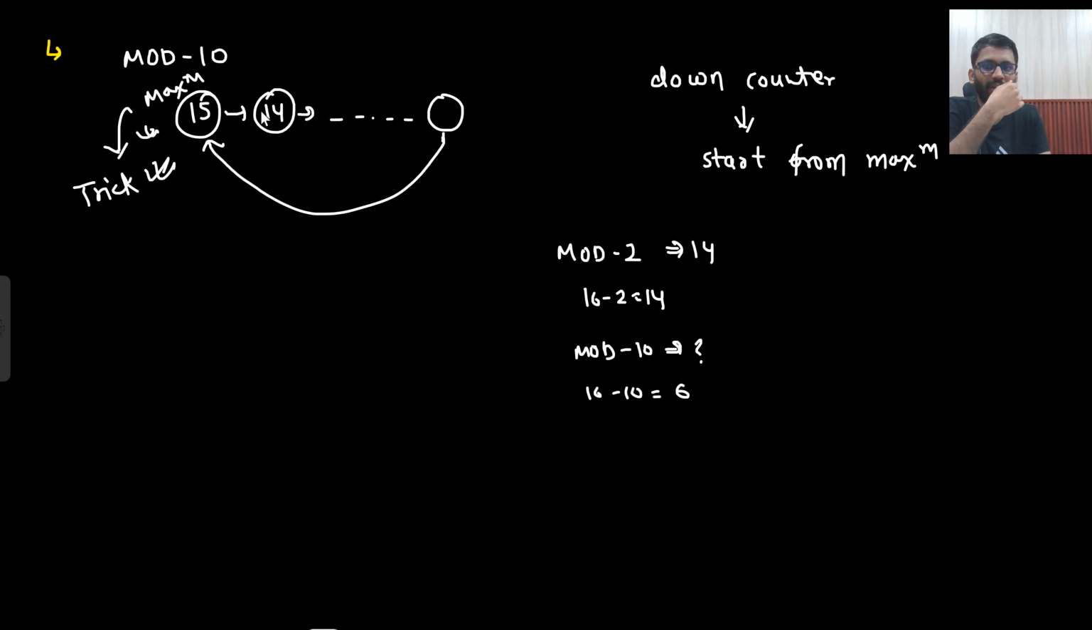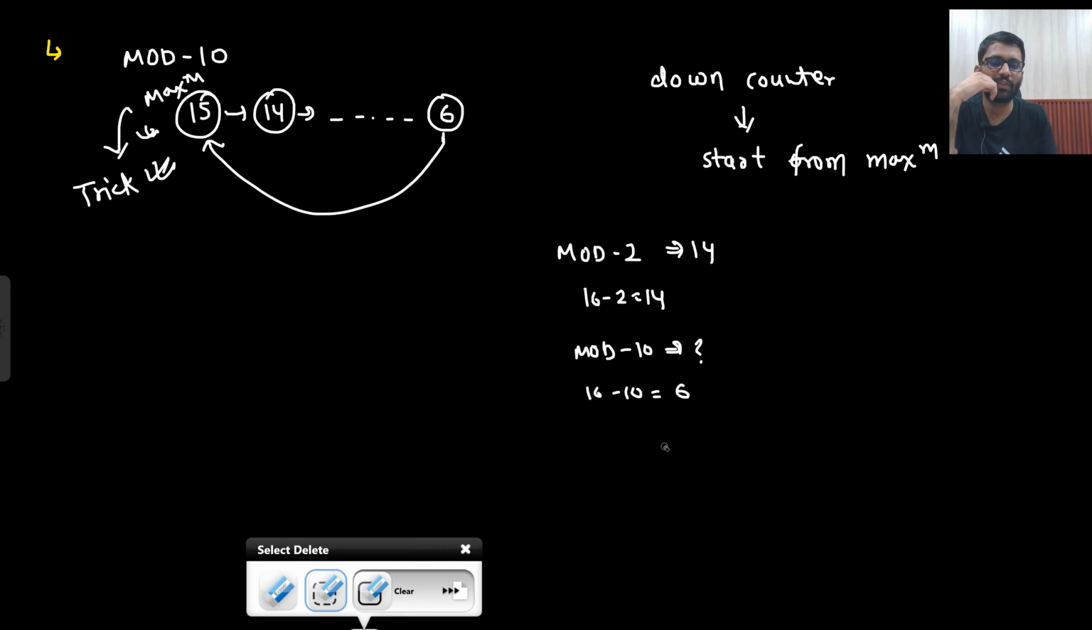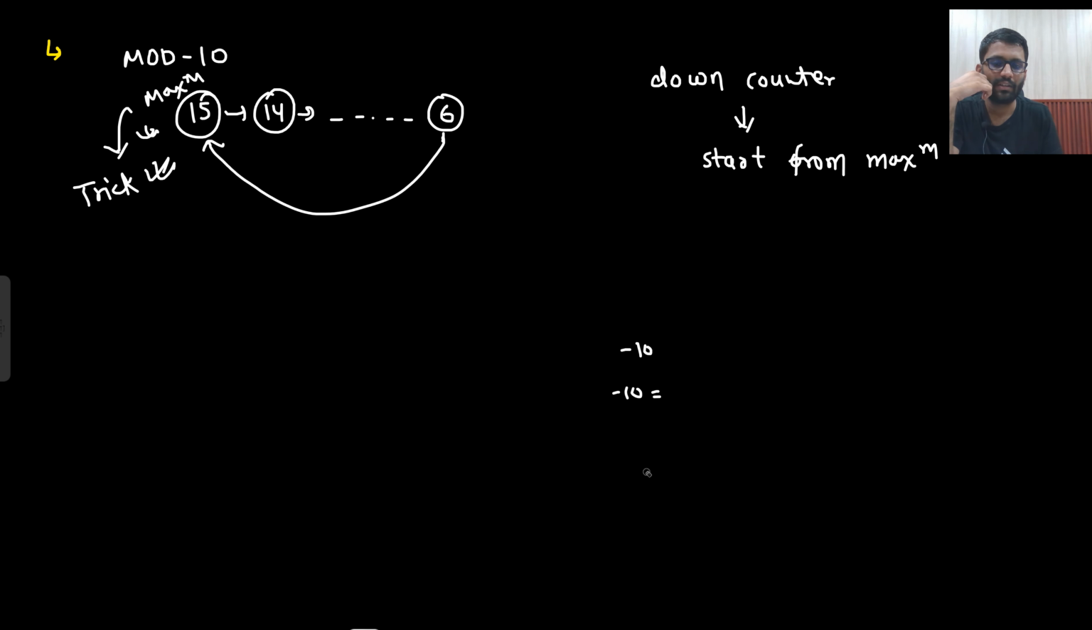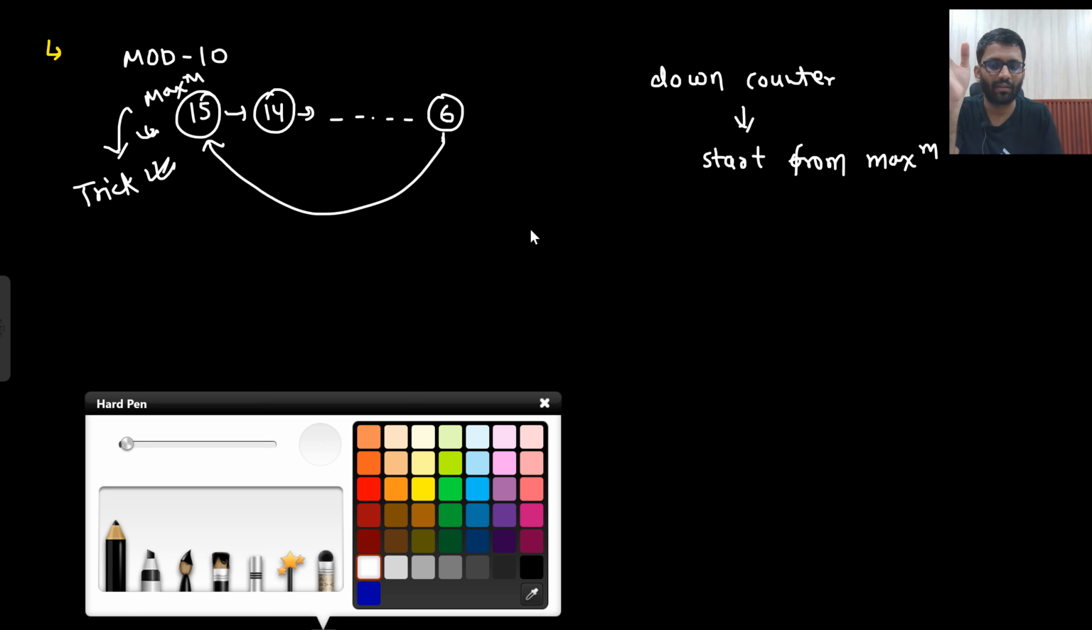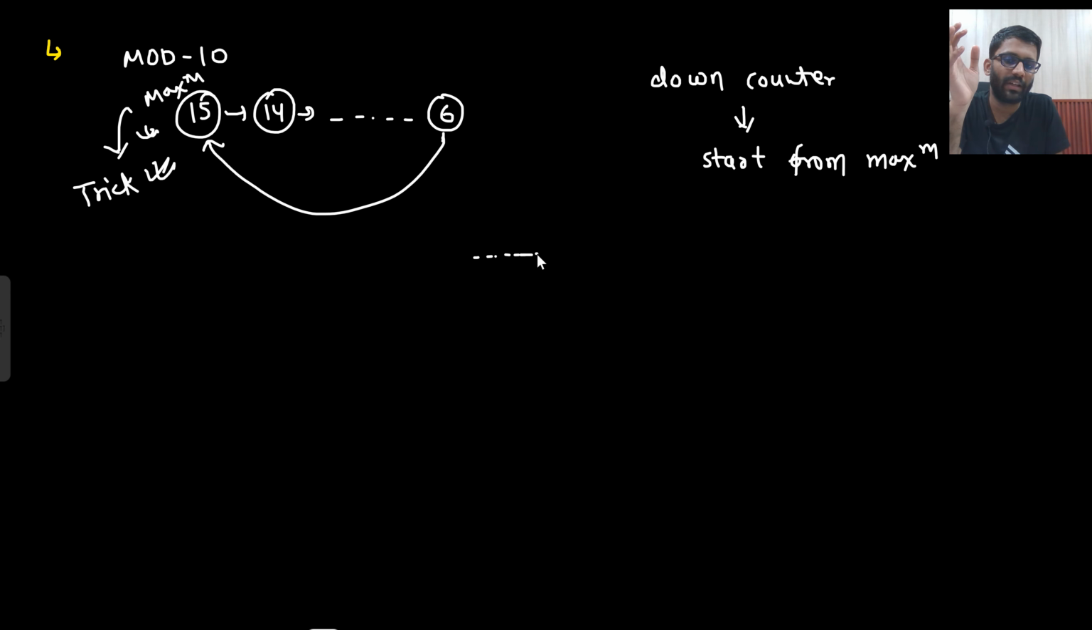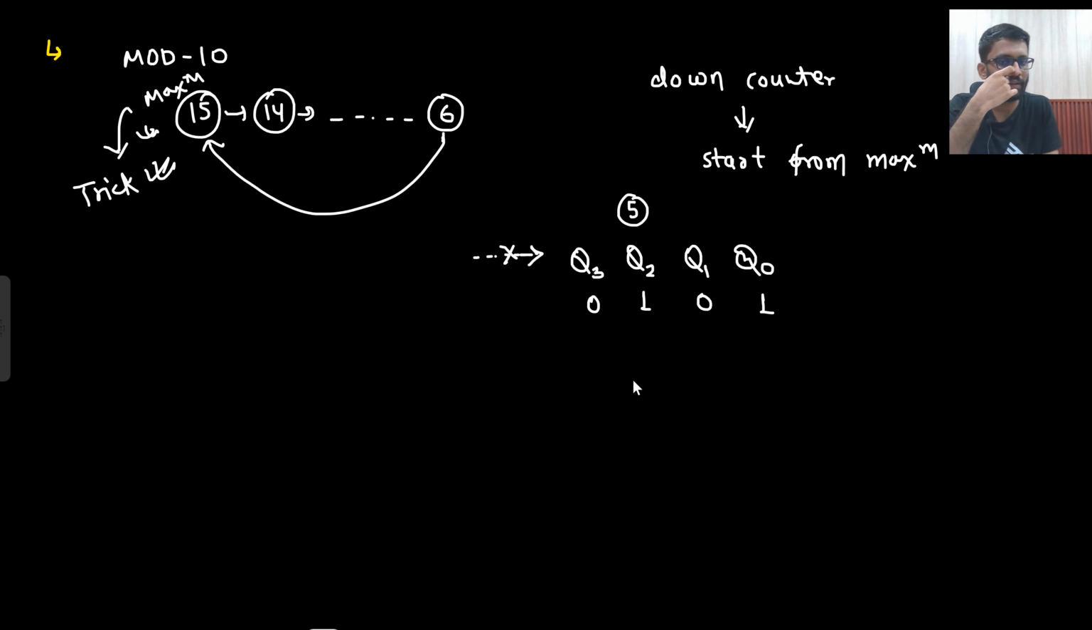If I was designing mode 2 counter, my final state was 14. If I am designing mode 10 counter, my final state will be 6. So this will be my final state. Which one is the first unused? Q3, Q2, Q1, Q0. Which one is the first unused state? That is 5. And how can you write 5? 1, 0, 0, 1. Right? This is your 5. Here the trick is applicable.